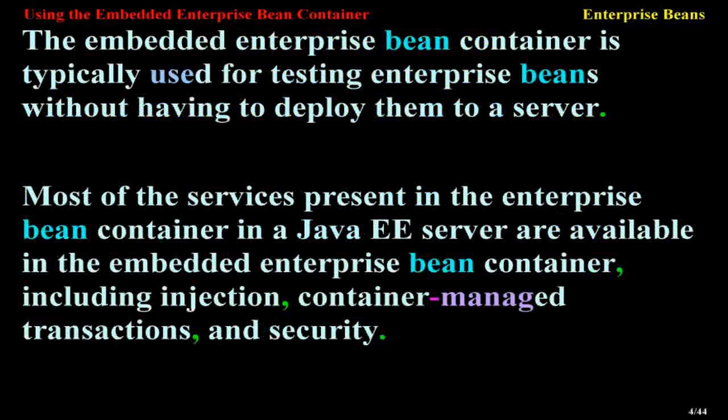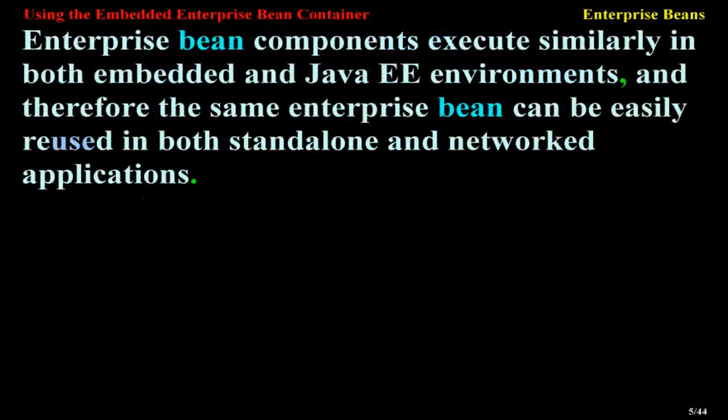Most of the services present in the Enterprise Bean Container in a Java EE server are available in the Embedded Enterprise Bean Container, including injection, container managed transactions, and security. Enterprise Bean components execute similarly in both embedded and Java EE environments, and therefore the same Enterprise Bean can be easily reused in both standalone and networked applications.